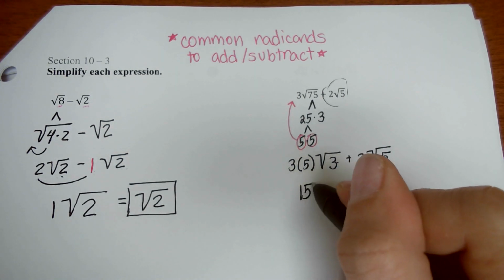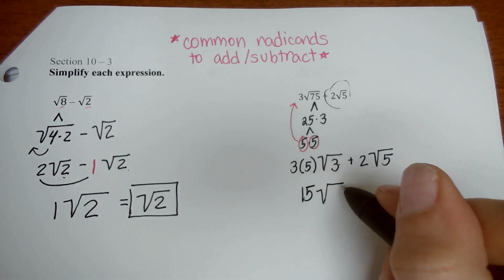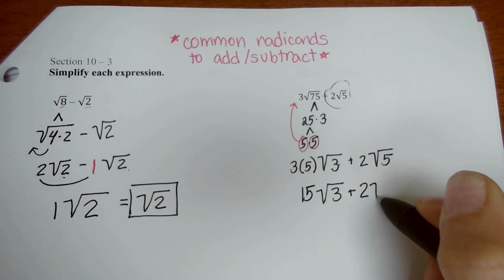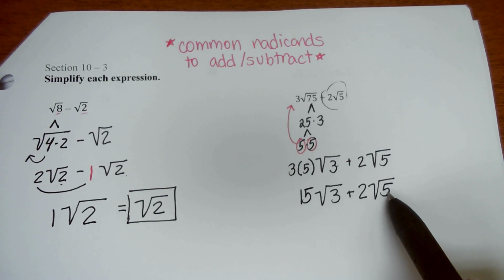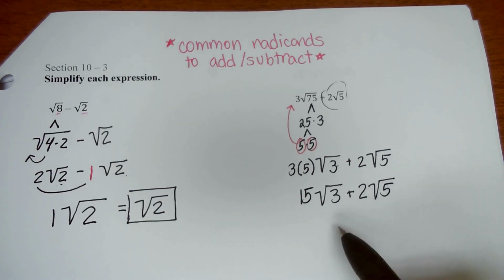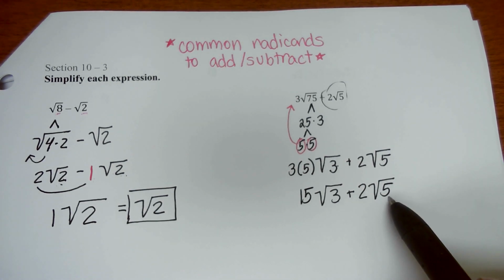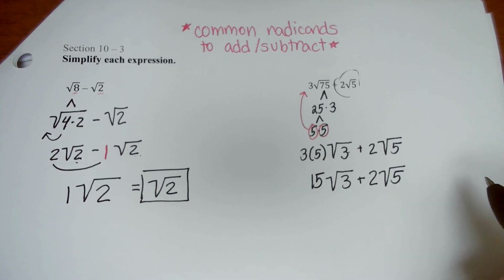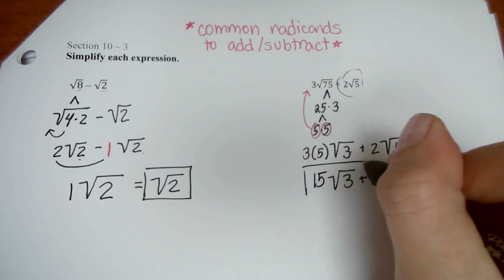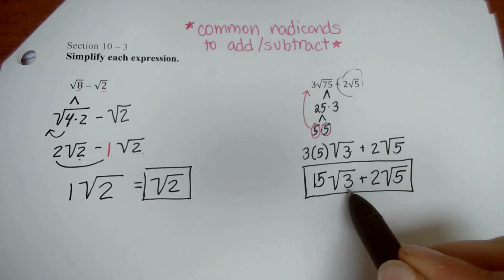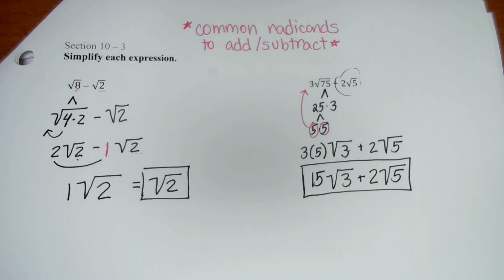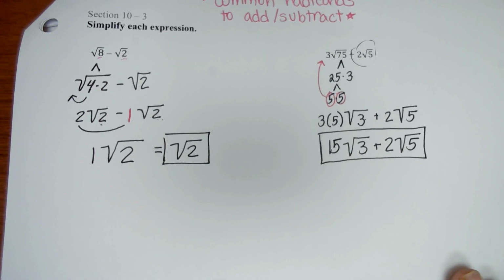Now when I evaluate 3 times 5, and then I rewrite my problem, I see that at this point my hands are tied. I can't go any further than this because these are now prime. I can't break them down to try and find any common radicands. And I can't add these because these aren't common radicands. So if that happens, this is how you would leave it. It's simplified. We just weren't able to simplify it fully because we didn't have common radicands.